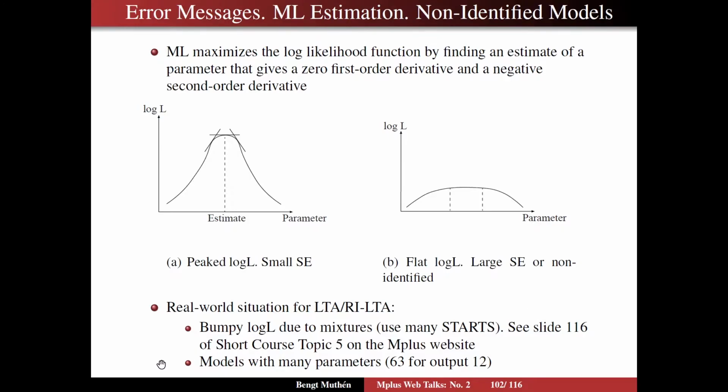And not only that, but we have to search for the best estimate in many dimensions. Not only for one parameter, but like for output 12, we would have 63 parameters. So you look for the maximum with respect to 63 different dimensions. That's pretty amazing that this actually works.